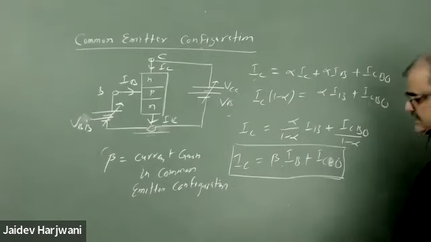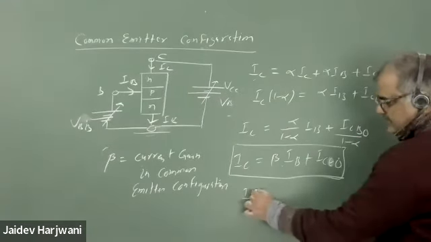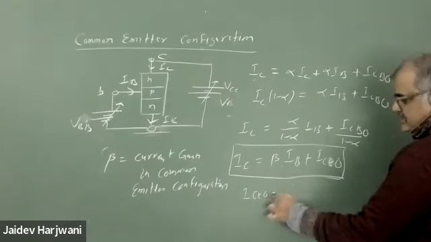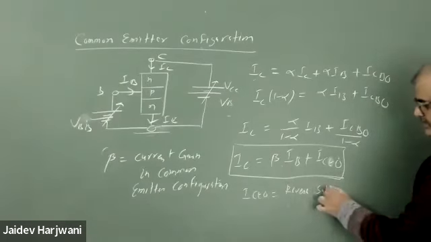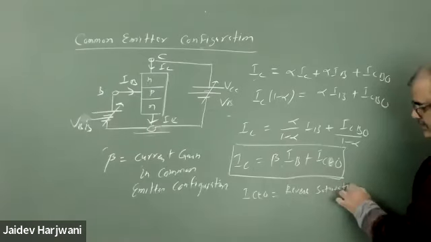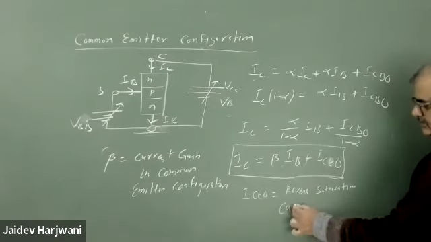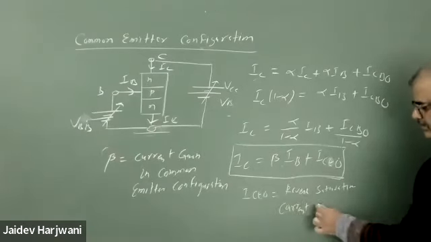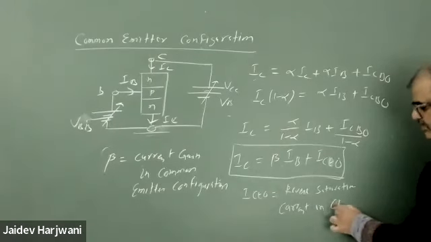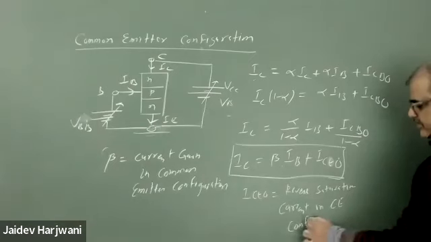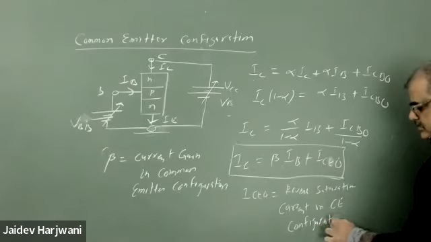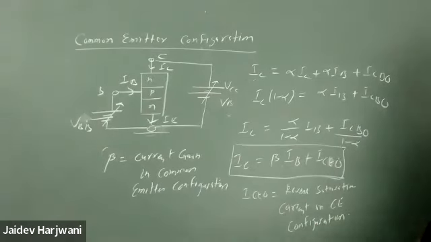Okay, so ICO is what? This time I'm writing ICO. ICO is reverse saturation current in common emitter configuration.